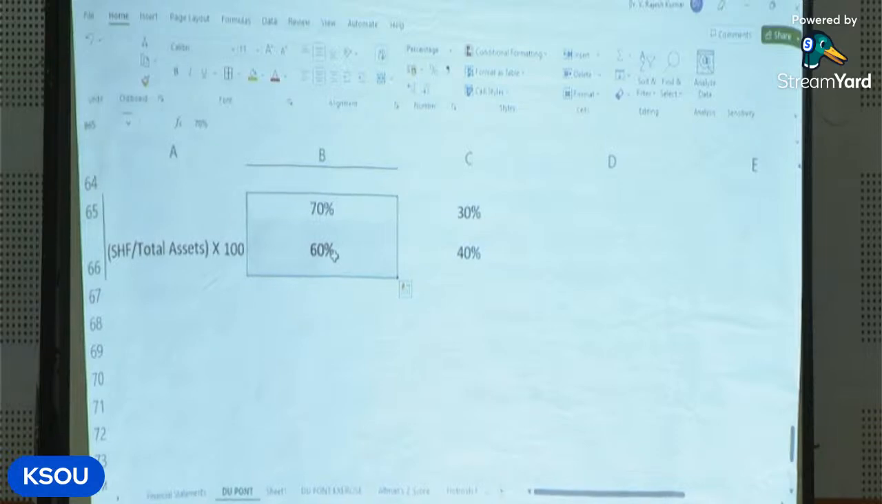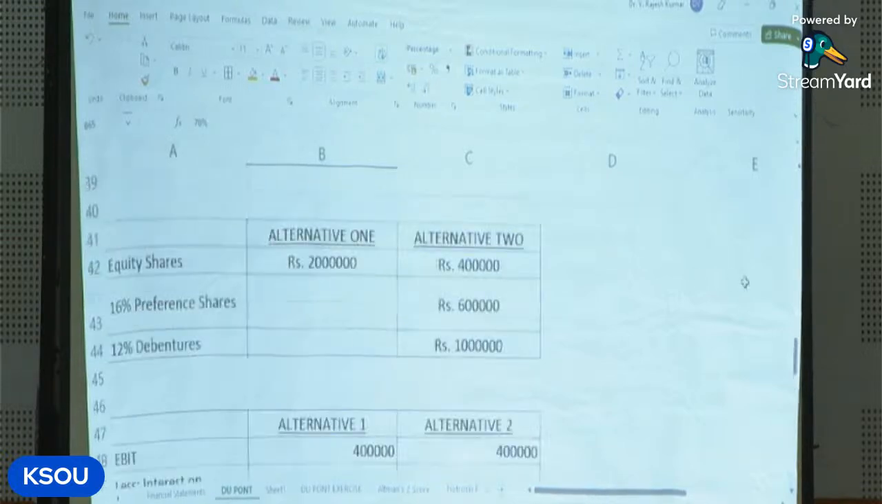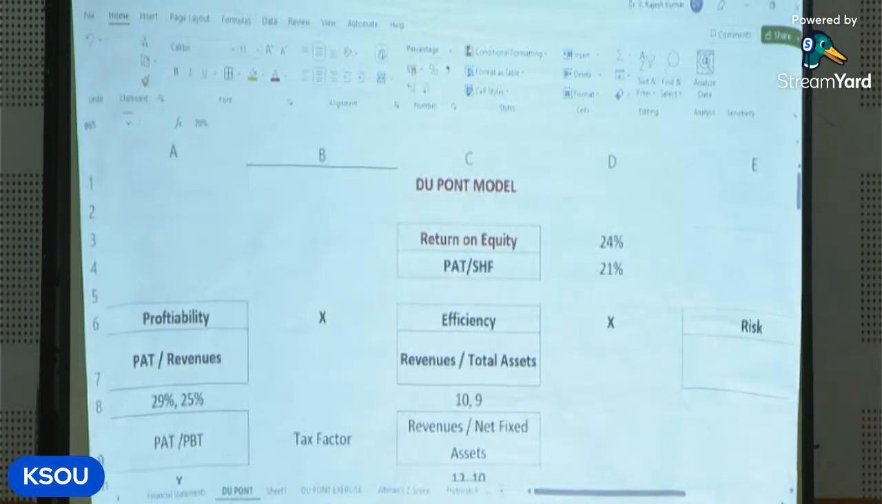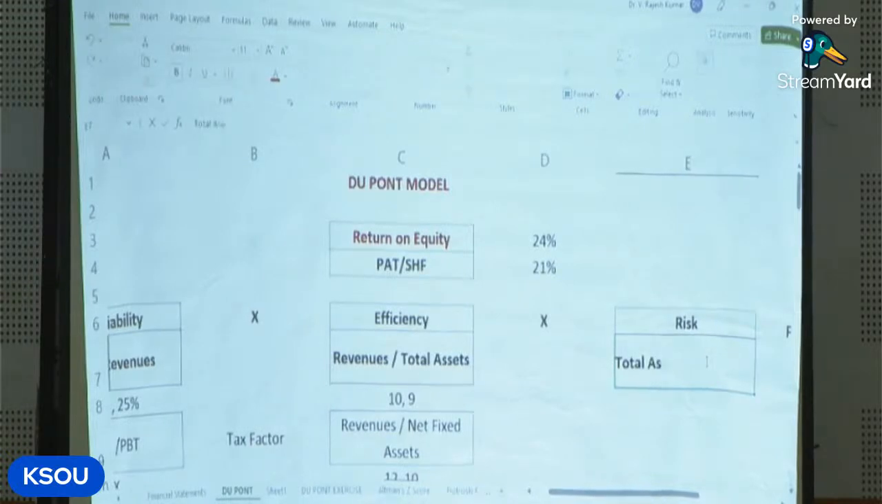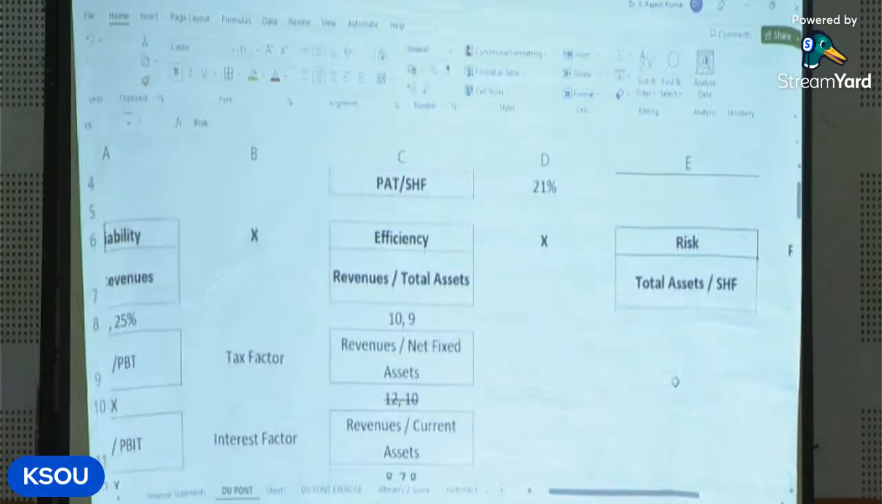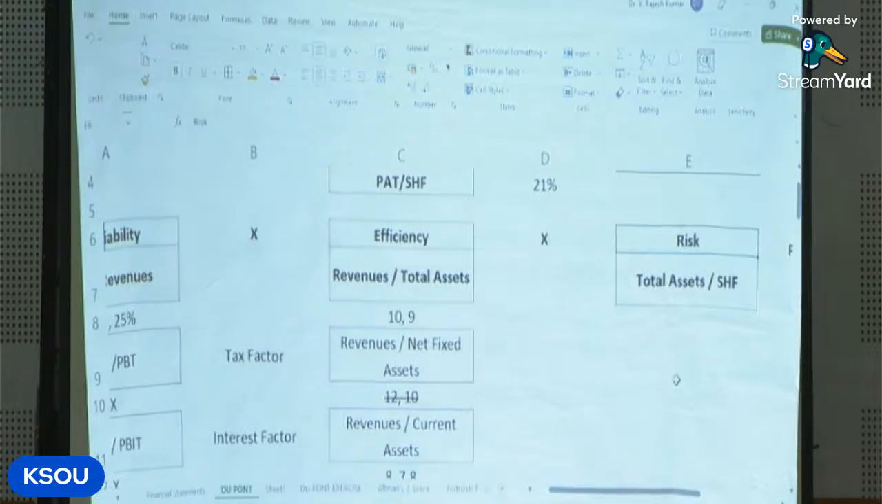So, to avoid this confusion, what we normally do is, instead of taking it this way, we just invert it. What is the inverse? What's the inverse of this? Total assets by shareholders' funds. Friends, that is how we measure it: total assets by shareholders' funds. And as a friend rightly said, this is what we call the proprietary ratio. This is the proprietary ratio, which is nothing but the inverse of this value.